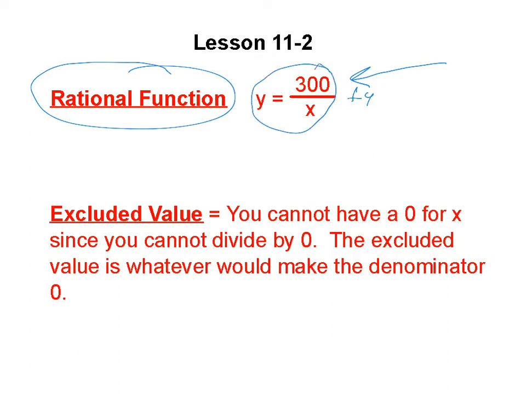So today they're going to have you find what's called an excluded value. You can't have this bottom number, this denominator here, equal 0, right? Because you can't divide by 0. So whatever would make that bottom number 0 is called your excluded value. If there's just an x there, then the excluded value is 0. You can't have x equals 0.